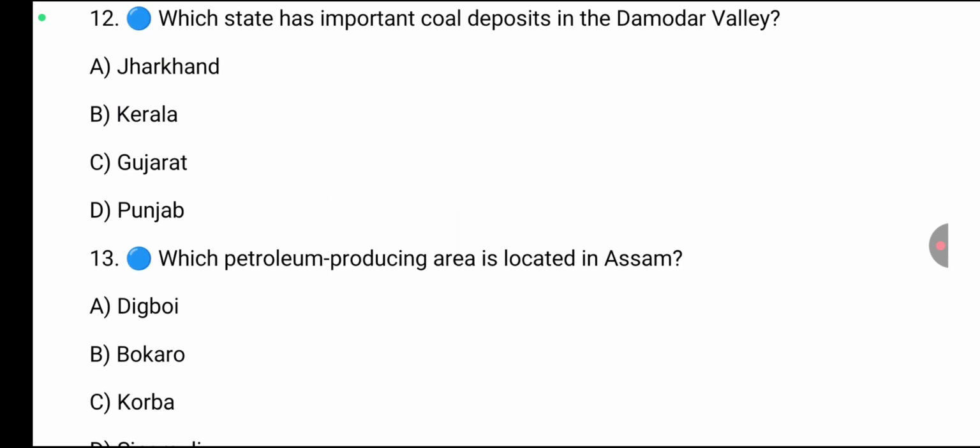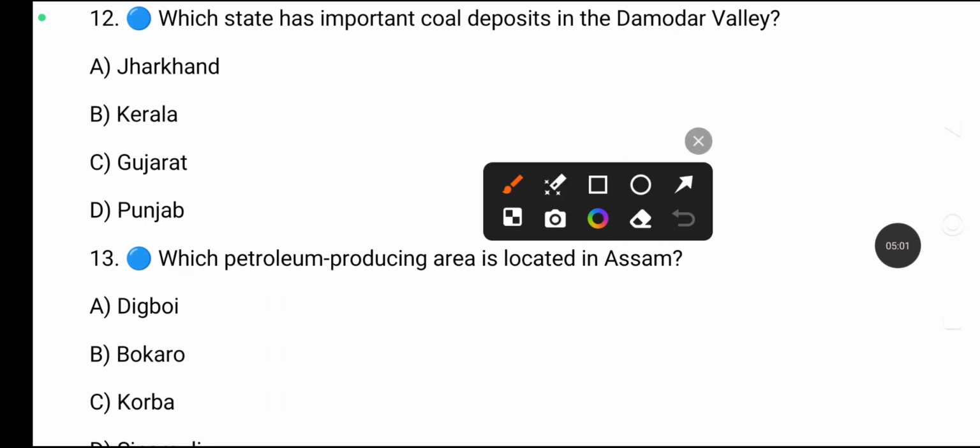Now moving on to question number 12. Which state has important coal deposits in the Damodar Valley? Options are given here: Jharkhand, Kerala, Gujarat, Punjab. Answer is A, that is Jharkhand.